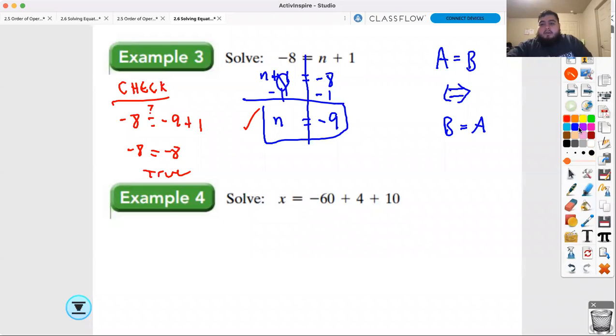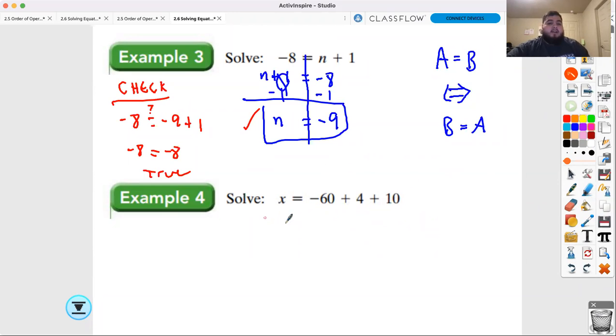All right, let's go ahead and take a look at example 4. Solve. What do we notice about this example? What's already by itself? X, so we just have to do the other side. We just gotta add and subtract. So -60, we owe the bank 60. We deposit $4, so now we owe $56.